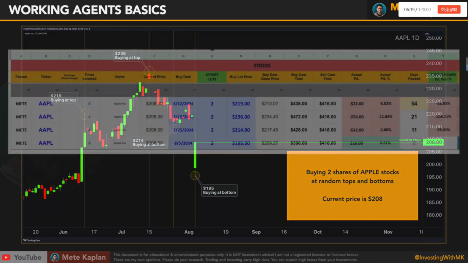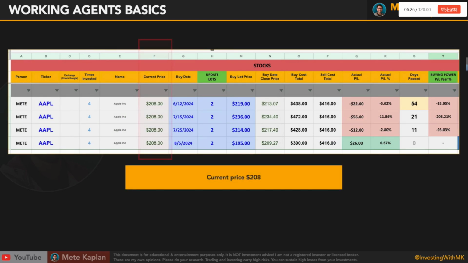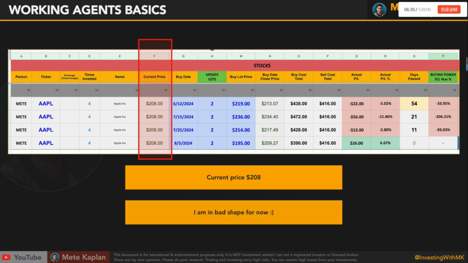Think of it that way. Let's see what happens at the moment. The current price is $208. How am I doing here? Wow, really bad. 3 agents are negative and only 1 agent is positive. Not amazing at all.